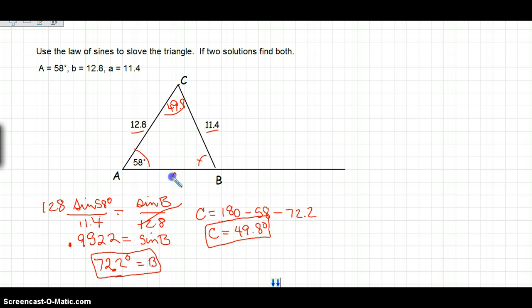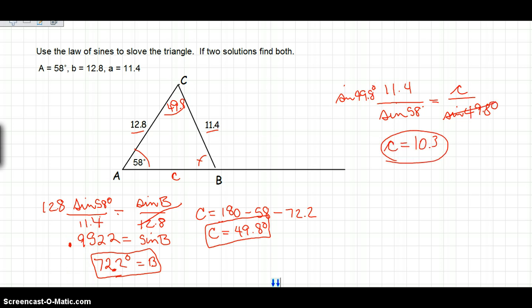Now to find side little c, which would be this side over here, I'm going to use the law of sines again. I'm going to set up my ratio as the sine of 58. Actually, I'm going to put that in my denominator. Underneath, 11.4 is equal to the little c that I'm looking for over the sine of 49.8. Multiplying both sides of this proportion by the sine of 49.8, I get side C is equal to 10.3. Now that's my first of two solutions.